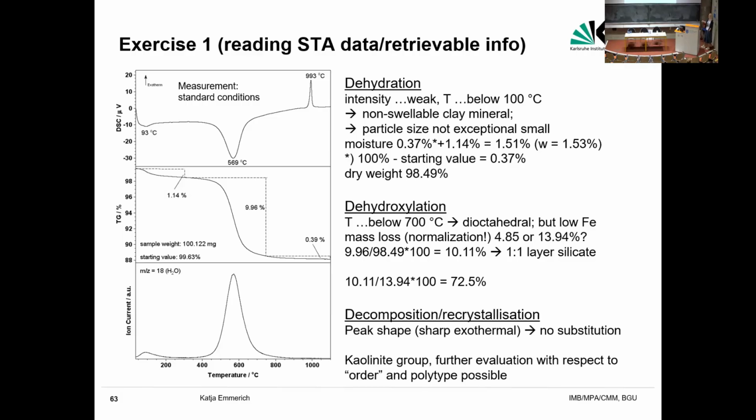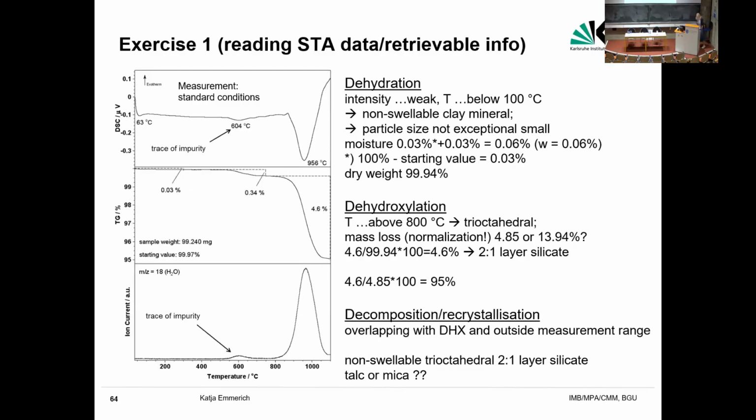The peak temperature is around 600 degrees Celsius. This indicates that we have a dioctahedral one-to-one layer silicate. And these are the pieces of information we can retrieve from those measurements. If you don't have any further information, that's it. Then you need X-ray diffraction analysis to make sure that it's a kaolinite. But from only STA measurements, you can only say non-swellable, one-to-one dioctahedral. But these are already a lot of information from my point of view.